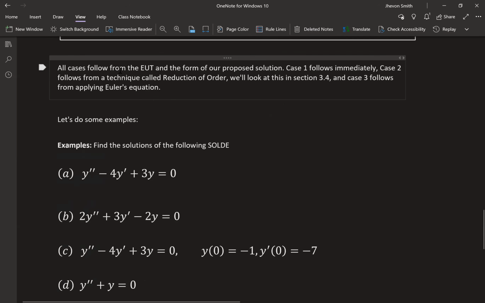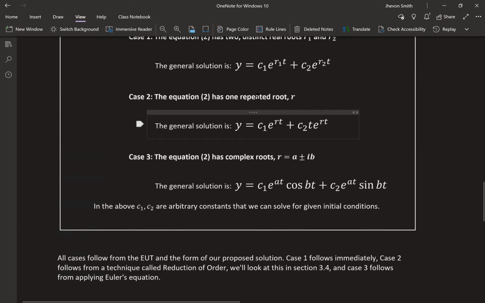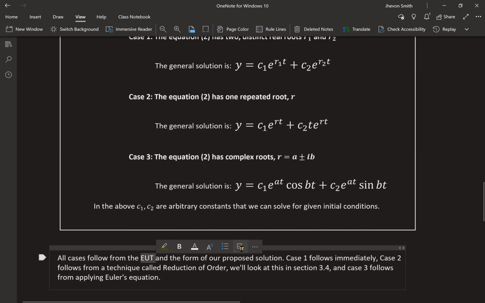Now, the cases, why the solution looks this way and all of that, is covered by the existence and uniqueness theorem up to the form of the solution. Case 1 follows immediately by our assumption. Case 2 comes from a technique called reduction of order. We'll cover that in section 3.4. And case 3 follows by applying Euler's equation, which I showed you earlier.